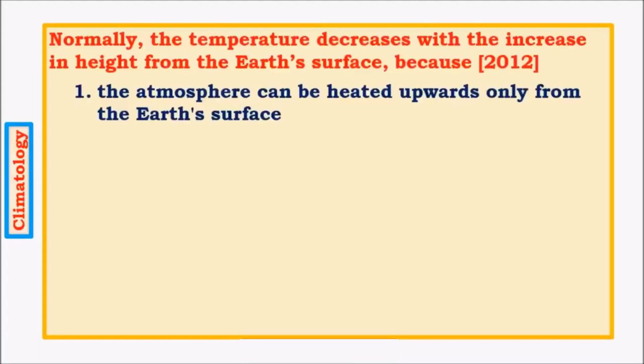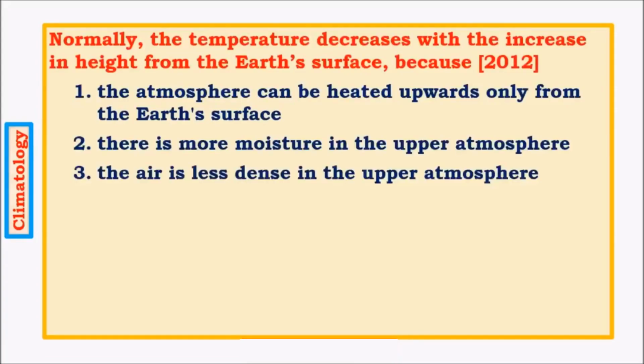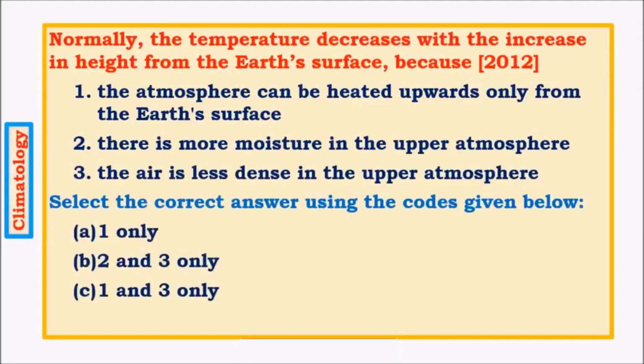Next question. Normally the temperature decreases with the increase in height from Earth's surface because the atmosphere can be heated upwards only from the Earth's surface. There is more moisture in the upper atmosphere. The air is less dense in the upper atmosphere, and these are the options. So let us consider the easiest option of all this, that is the third option. The air is less dense in the upper atmosphere.